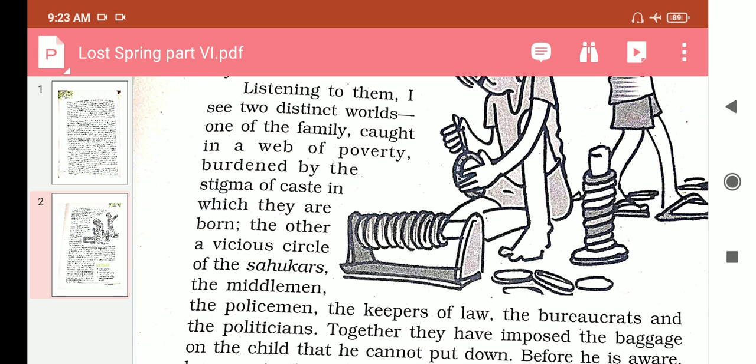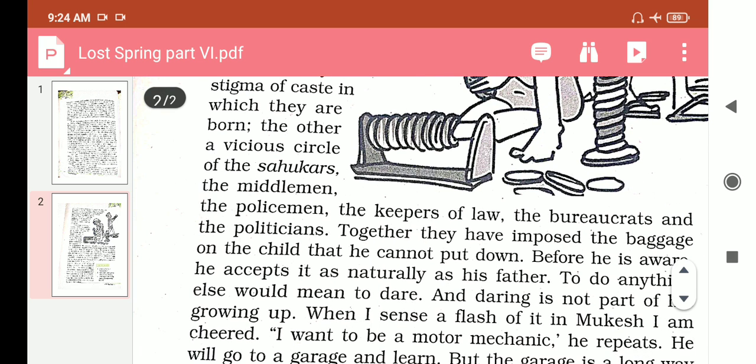One is of the family caught in a web of poverty, burdened by the stigma of caste in which they are born. The other is a vicious circle of sahukars, the middlemen, the policemen, the keepers of law, the bureaucrats, and the politicians. Together they have imposed the baggage on the child that he cannot put down. Before he is aware, he accepts it as naturally as his father. To do anything else would mean to dare.